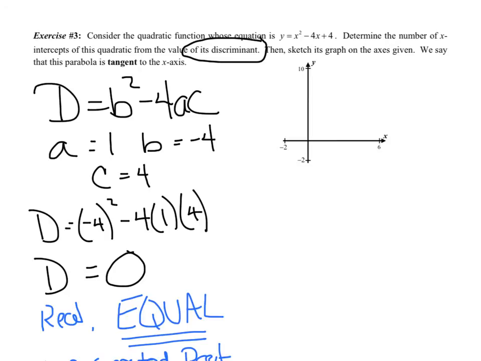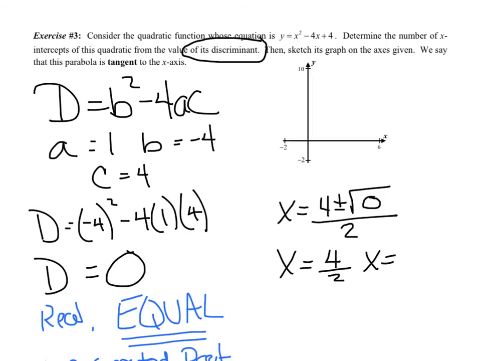Now we can actually solve to get our root. So let's say x equals negative b, which is 4, plus or minus, I already know my discriminant is 0, divided by 2. So I get x equals 4 divided by 2, x equals 2. So I can graph this very easily. I'm going to go out to 2. There's my point. And again, it's a positive x squared, that means it's opening up. I'm sitting right on the x-axis, tangent to the x-axis.